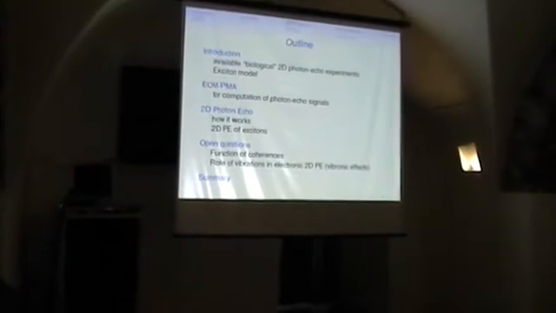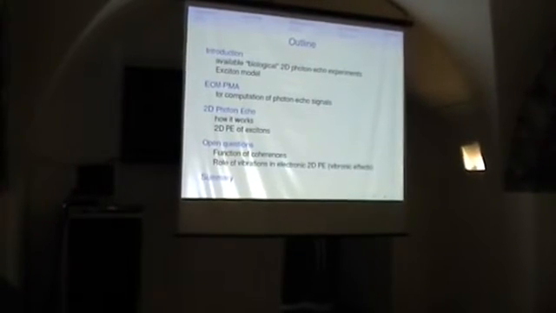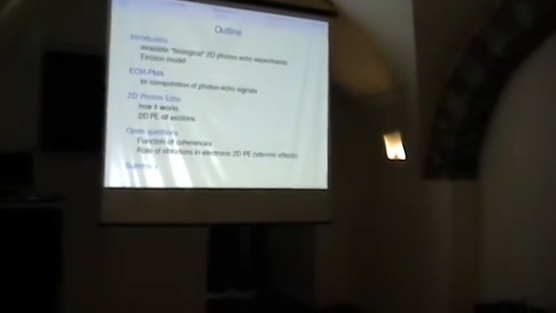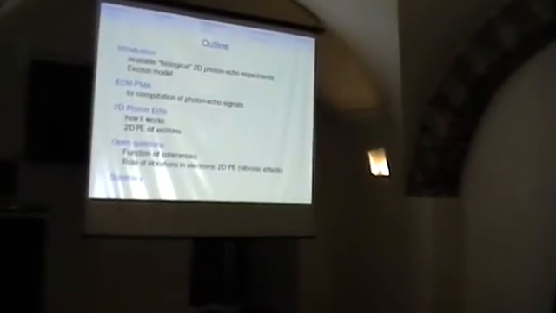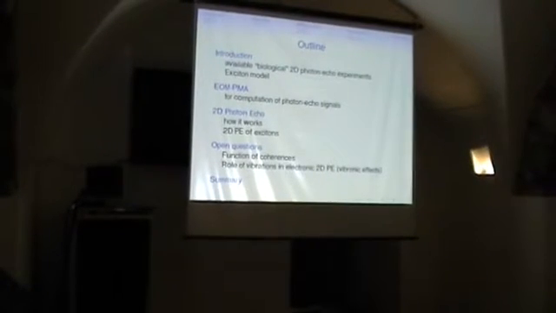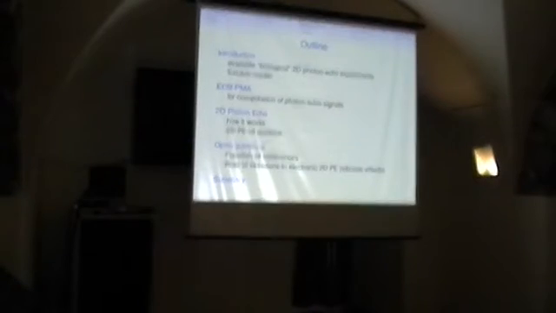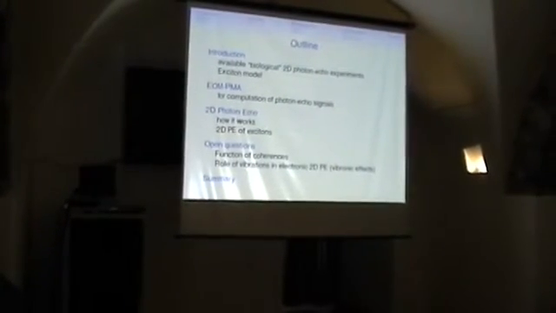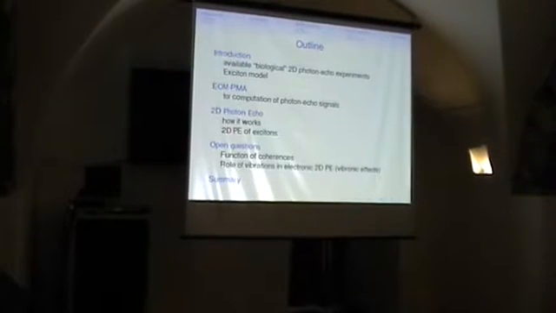So this is a kind of outline. I'm not sure that I'll be able to talk about everything, but in the introduction we'll overview the available biological 2D photon-echo experiments. Another important thing to look at is this exciton model, which has been employed to interpret them. So it's the model which is always behind these interpretations. And I will mention the method which we use for the calculation of the signals. I will also try to give the ideas of how two-dimensional photon-echo works, and what we get for the exciton model if we calculate the two-dimensional spectra, and how well or how badly it compares to the experiment.